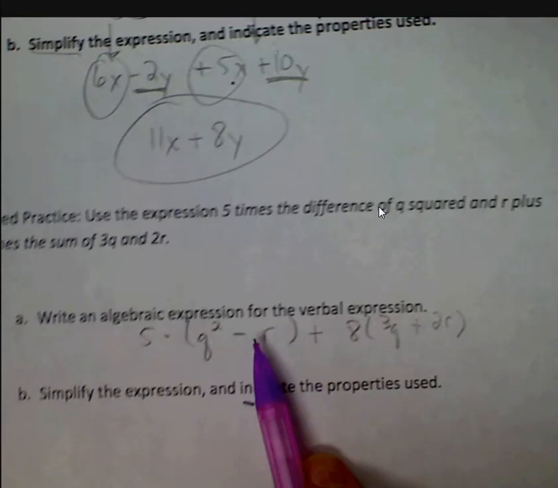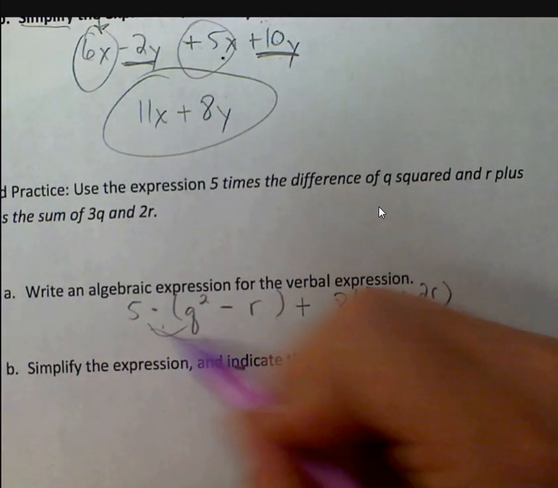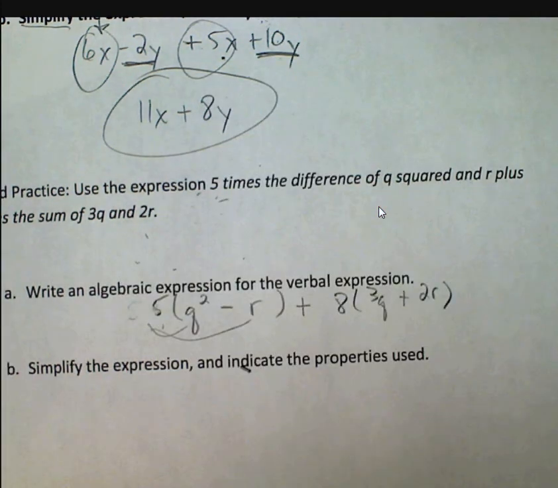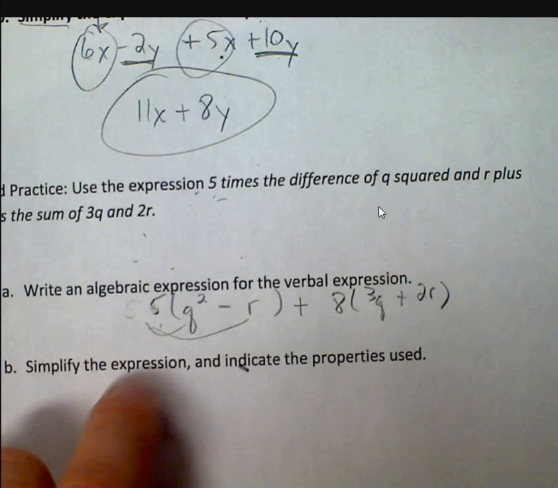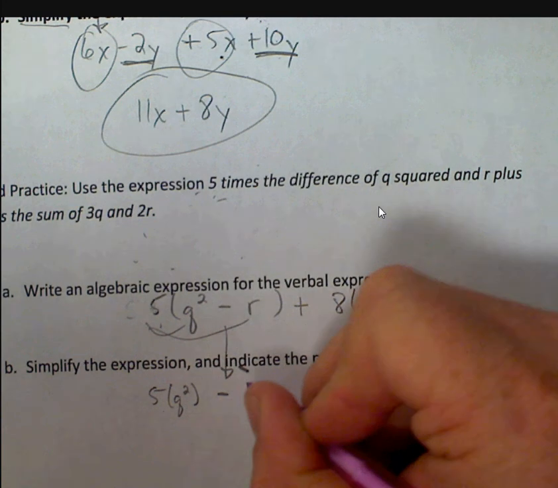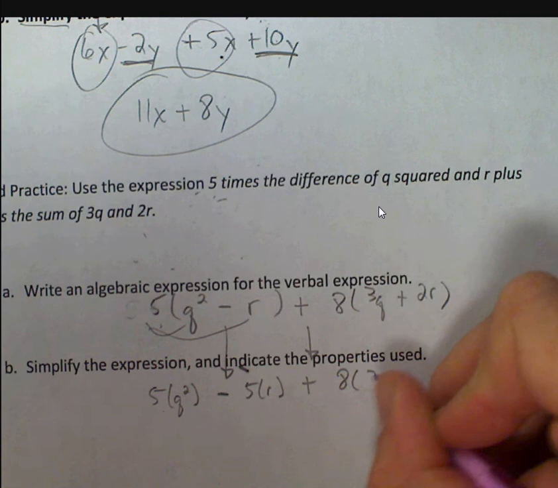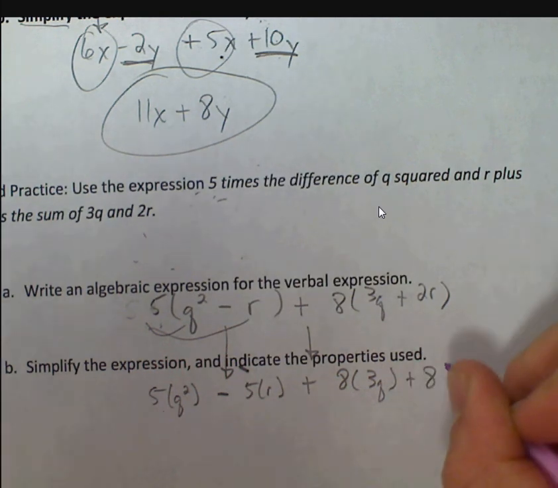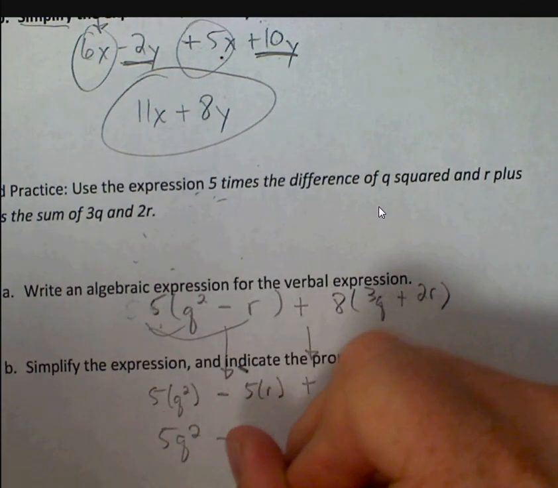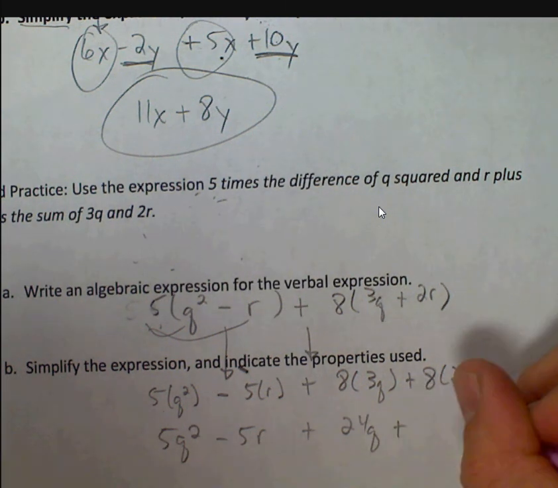So now I can go ahead and simplify by distributing. This throws me off. This is really a times sign, so I'm going to just keep that as a 5 because I don't need the times sign. That was a little dot. So I would take 5 times q squared minus 5 times r plus 8 times 3q plus 8 times 2r. 5q squared minus 5r plus 24q plus 16r.